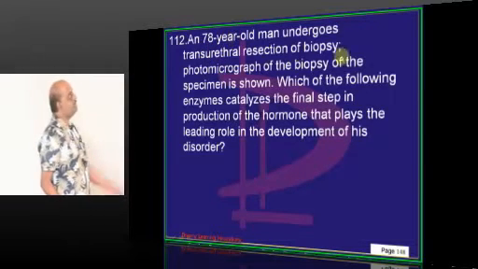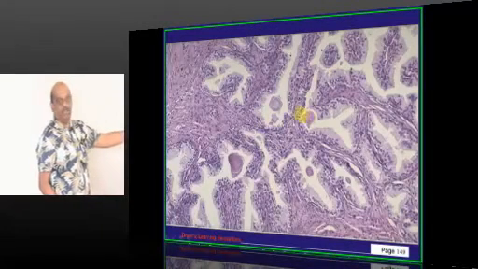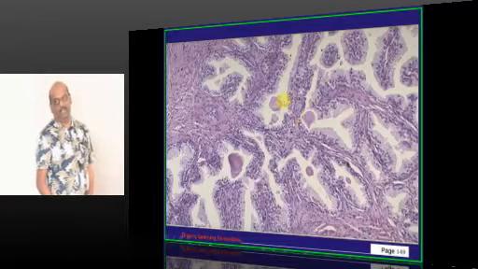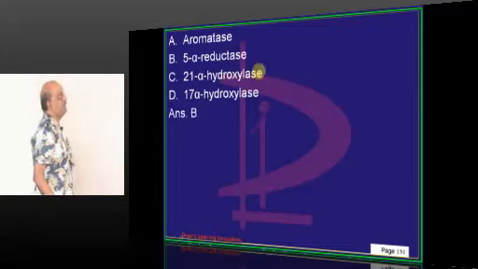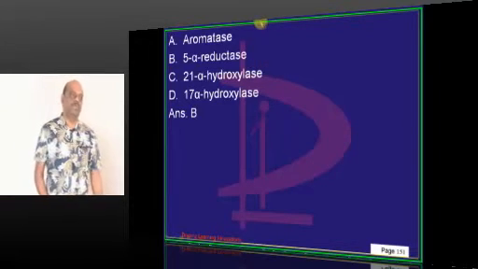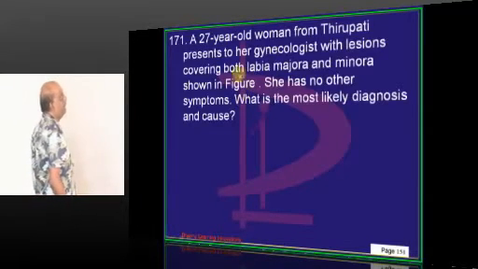A 78-year-old has undergone transurethral resection of the prostate and you found benign prostatic hyperplasia. So which hormone is responsible for the proliferation of the prostatic tissue? It is dihydrotestosterone. So 5-alpha reductase is the enzyme which is basically implicated.